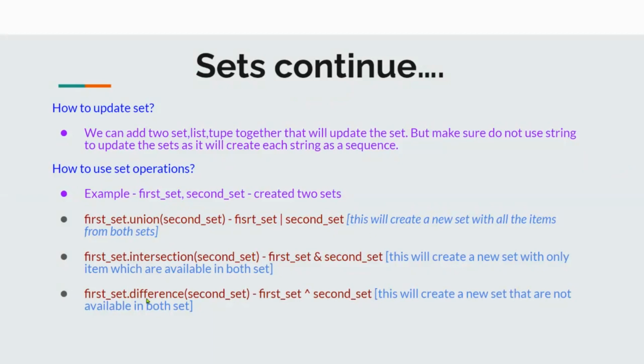And the difference: when you use the difference operator, this will create a new set of items that are not available in both sets. Let's say apple is available in only one set and it's not available in the other set. Then these items will be captured and put in the new set. We'll show you examples in the code of what exactly it is.